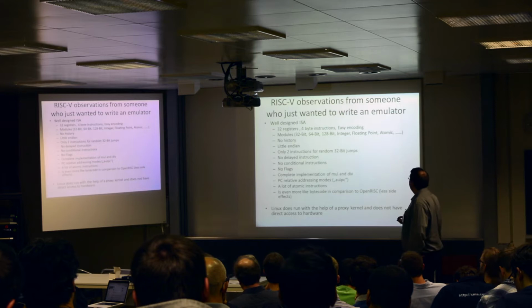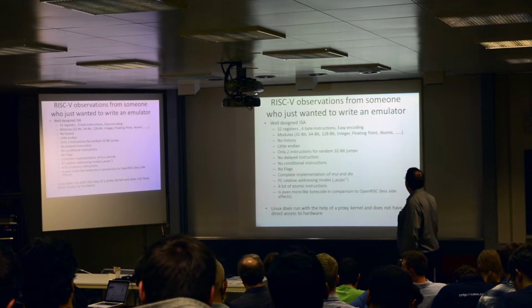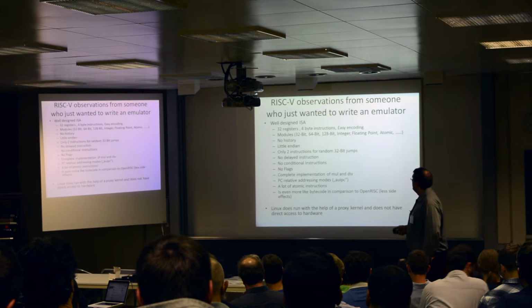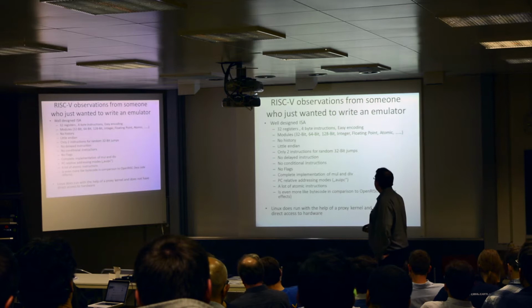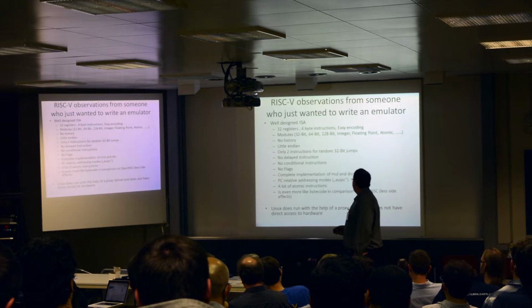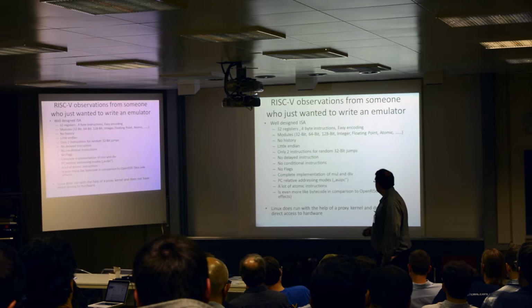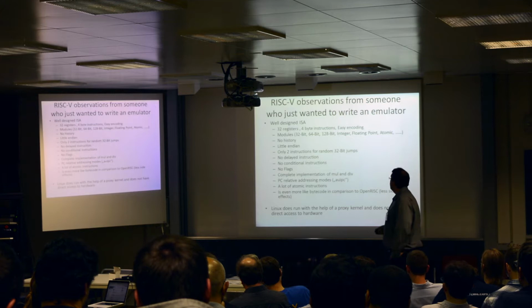Little endian: OpenRISC is big endian, here we have little endian. For example, very nice also that you need only two instructions for 32-bit jumps. No delayed instruction like for OpenRISC, you don't have directly conditional instructions like for the ARM architecture. I don't have any flags, I don't know if this is good or bad. Complete implementation of multiply-divide and so on, PC-relative addressing modes, and also the like instructions. I've emulated a few CPUs and I really like the design here.